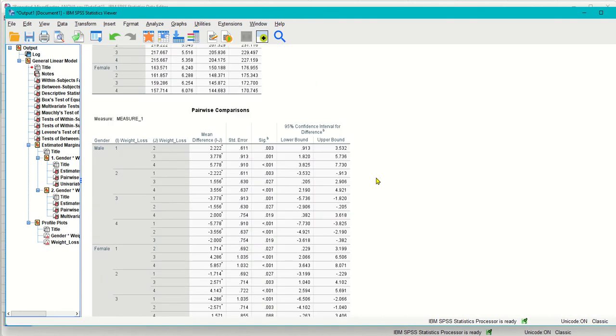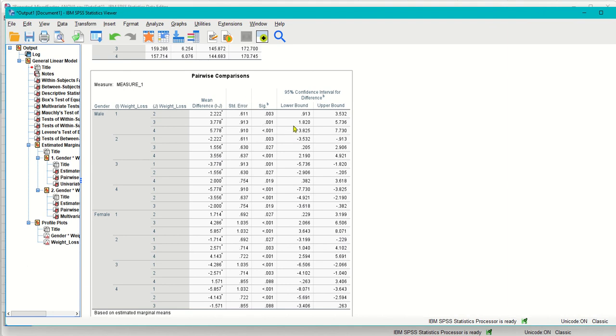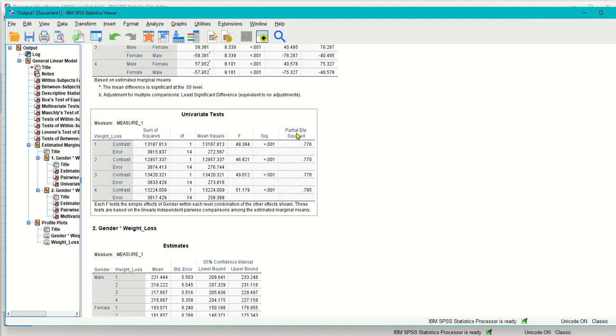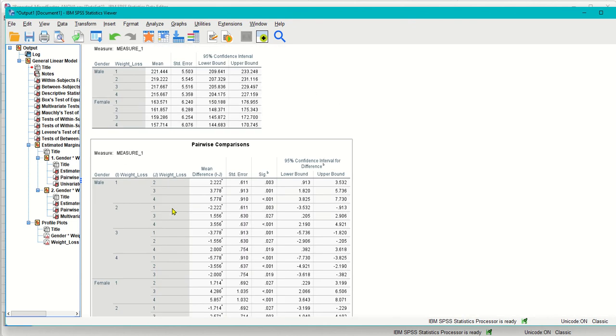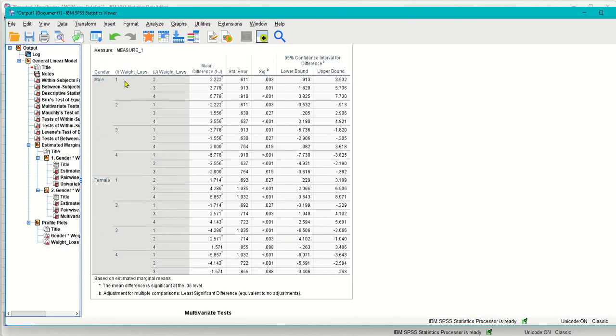And you can see another pairwise comparison, and it's just another view of the same thing. So here you can see weight loss for each weight loss time that they were weighed, then the males and females. But here it's looking at the males and females with each time they were weighed, right?